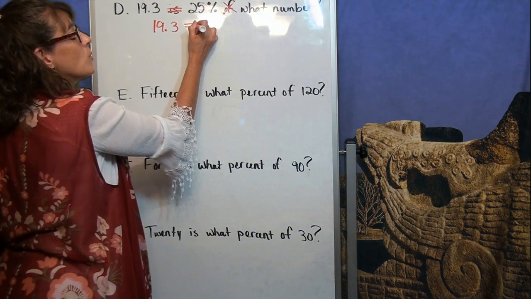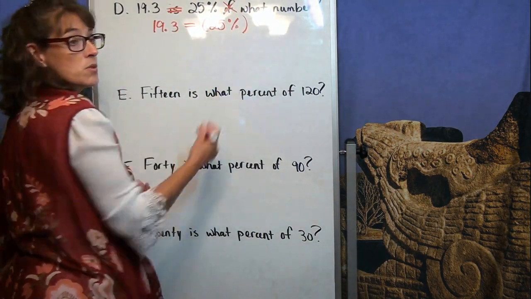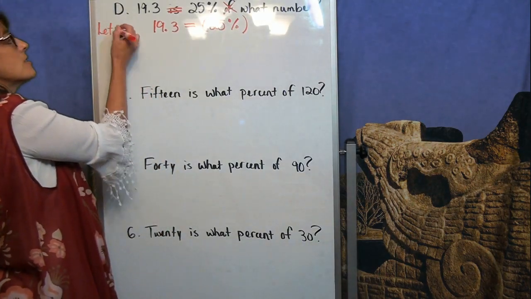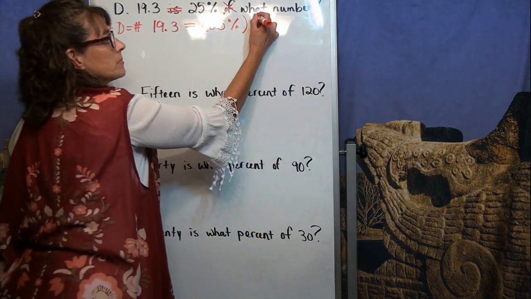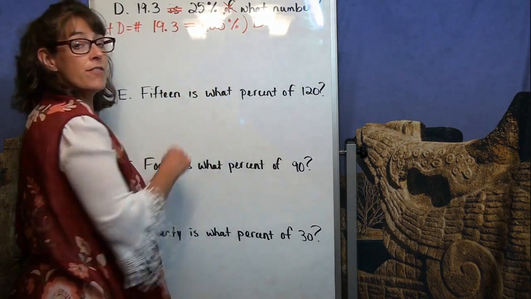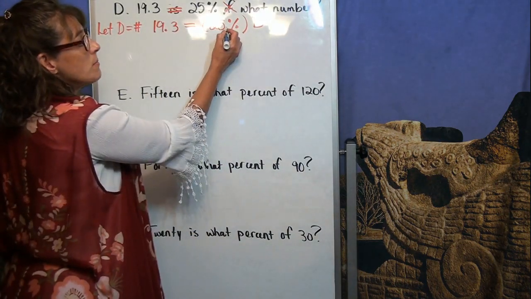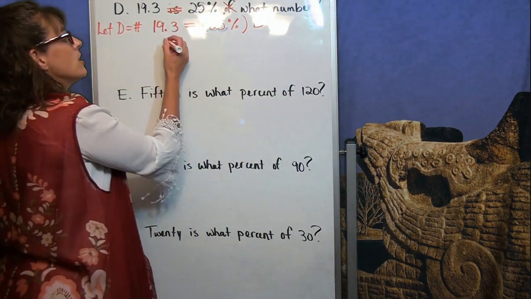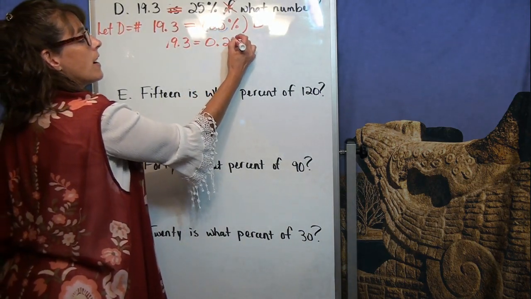19.3 equals 25% times some number, and I don't know what that number is. So here again, let's give it a variable. This time we'll use D. Let D equal the number. And as we said before, I cannot use 25 as a percentage. I need to turn it into a decimal. So that decimal point that's currently sitting back here, I'm going to kick it back 2 to the left, giving me 0.25. So 19.3 is going to equal 0.25 D.